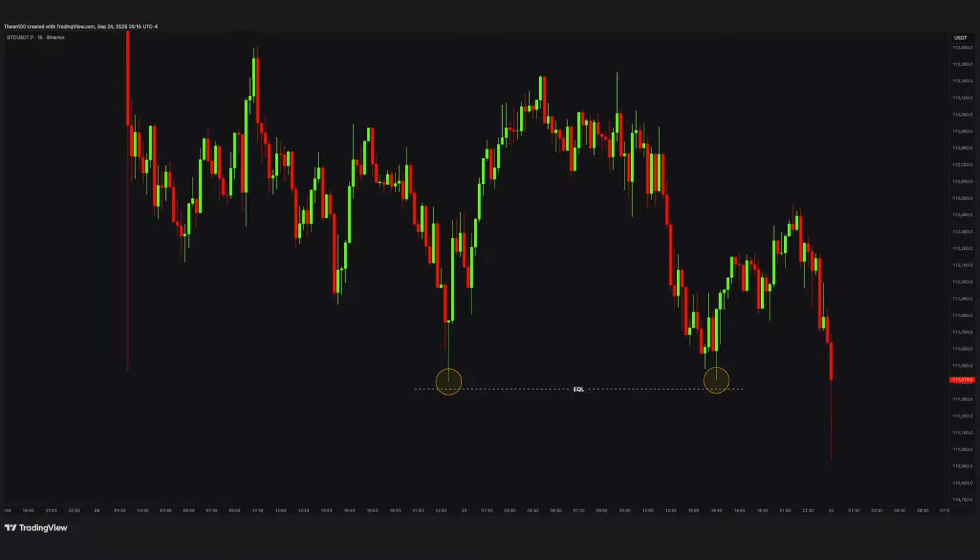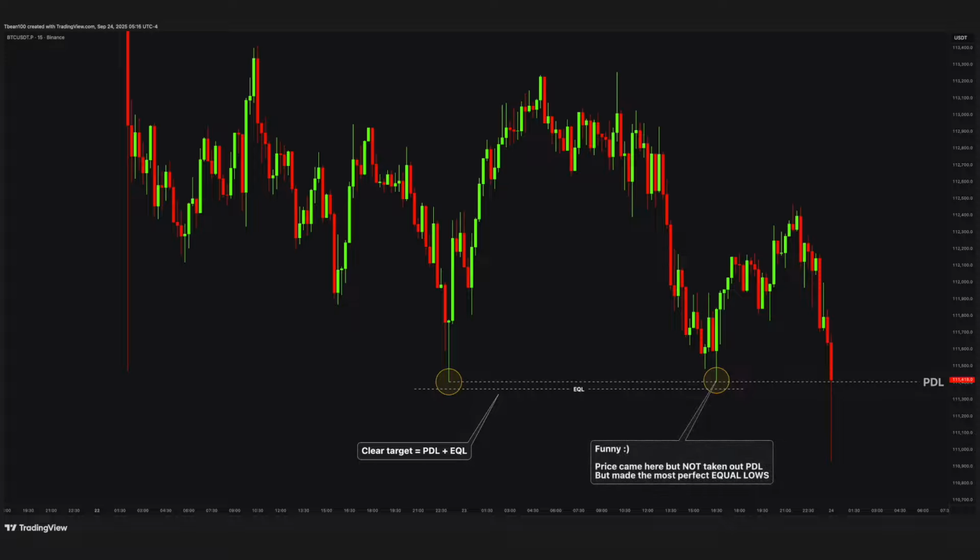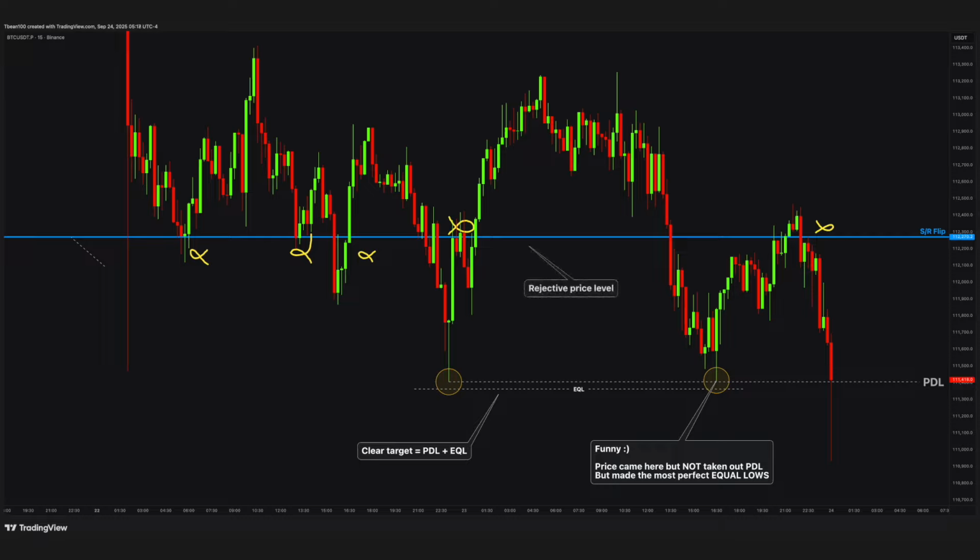This is not an ordinary equal low. It looks almost hand-drawn. And it's actually combined with the PDL, the previous day low, as a target. It is funny that price came here almost taking out the PDL, but it did not. Then it created the most perfect equal lows you can ever see in any chart. You can also see that this happens at a proper SR flip area, a price level that rejected multiple times.